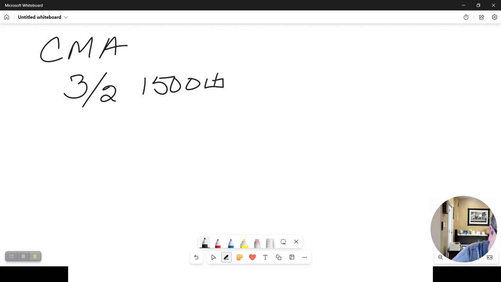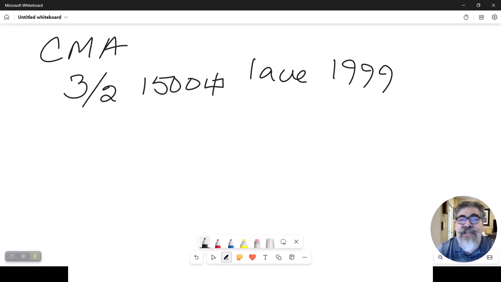Three bedroom, two bath, 1,500 square feet. That's the symbol, remember, for square feet, on 1 acre. And it was built in 1999. This is the property that you are going to list. So what you would now do is go out in the MLS system, because there are homes with the history, and you are going to look at homes that have sold before.